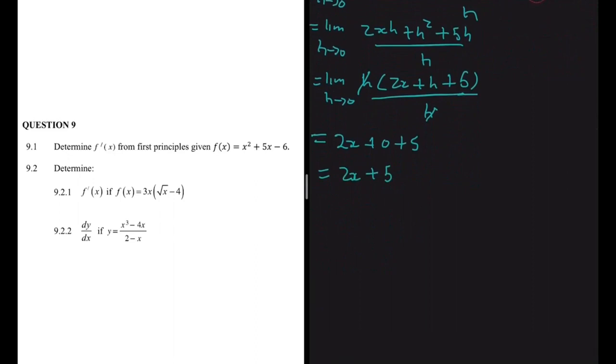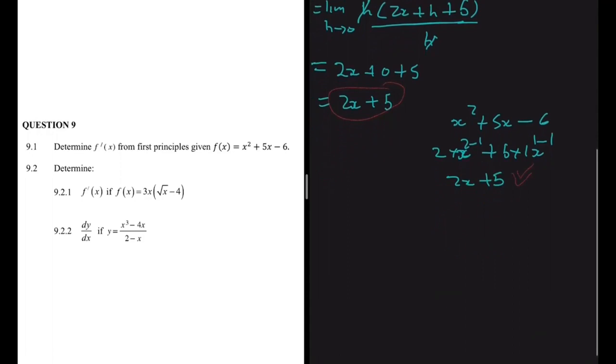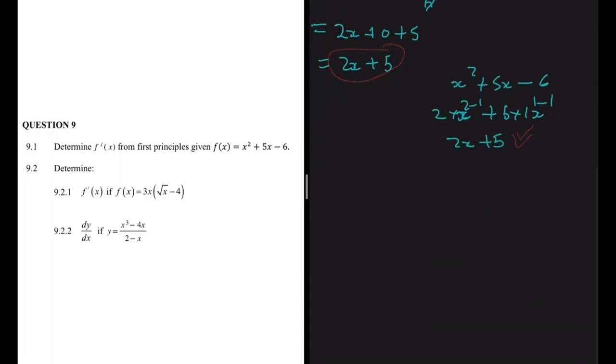If you want to prove whether this is true or not, you use the power rule, right? If we use the power rule on x squared plus 5x minus 6, we're going to get 2 multiplied by x to the 2 minus 1, plus 5 multiplied by 1 times x to the 1 minus 1, right? And then 6 is a constant, so it's just going to fall apart. So we end up with 2x plus 5. And then that should tell you that what you did is correct. And now let's do 9.2.